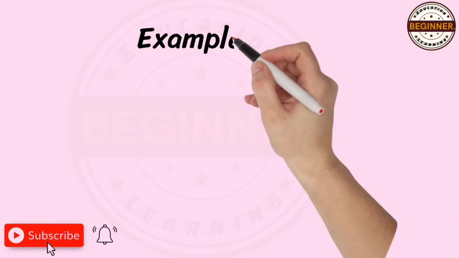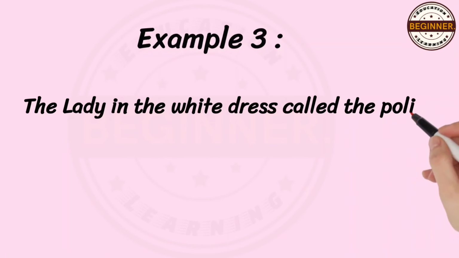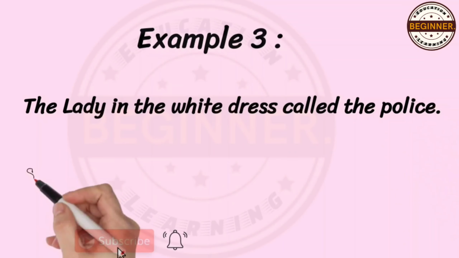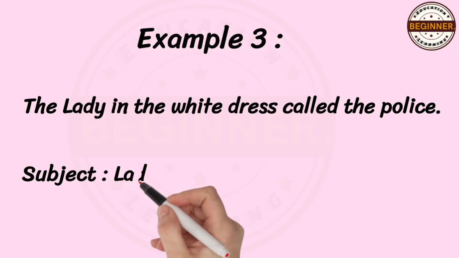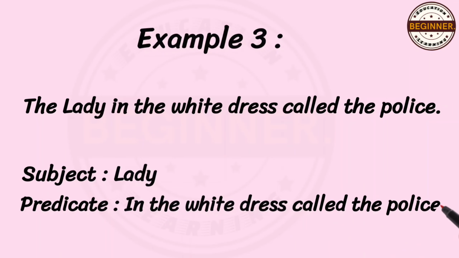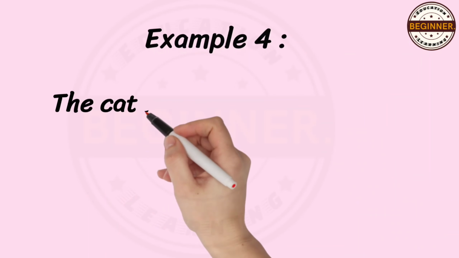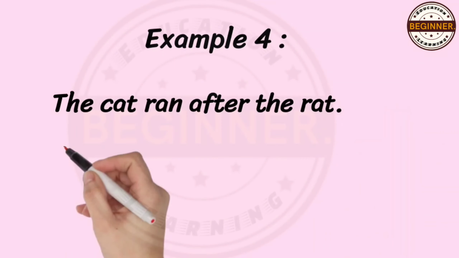Example number three, the lady in the white dress called the police. Here lady is the subject in this sentence. On the other hand, in the white dress called the police is the predicate, which tells about the subject of the sentence, that is lady.